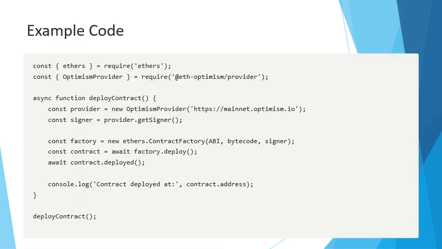In this code, we first import the Ethers library for interacting with Ethereum-like blockchains and the Optimism provider. Then we define an asynchronous function to deploy the contract. This function attempts to create a provider for the Optimism network and get a signer from it. Then we create a contract factory and we deploy the contract. So ethers.ContractFactory creates a contract factory with the provided ABI, bytecode, and signer. factory.deploy deploys the contract and await contract.deployed waits for the contract to be deployed. Then the console.log logs the address of the deployed contract to the console.